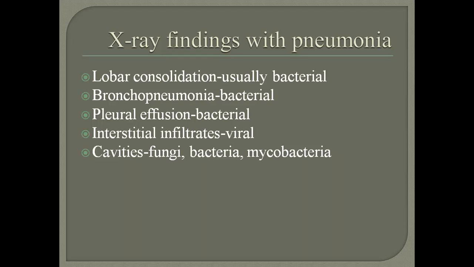So what do we see on the x-ray then? We see patchy infiltrates, and we're really looking at either some sort of lobar consolidation that tends to be bacterial. So we see in a certain lobe, is there some consolidation? In bronchial pneumonia, those tend to be bacterial. If we see a pleural effusion, that tends to be also a bacterial infection.